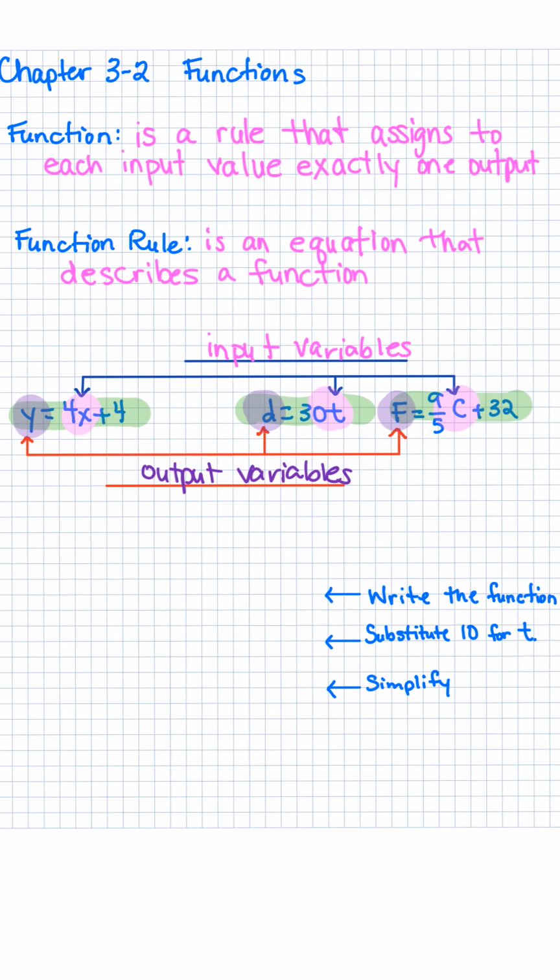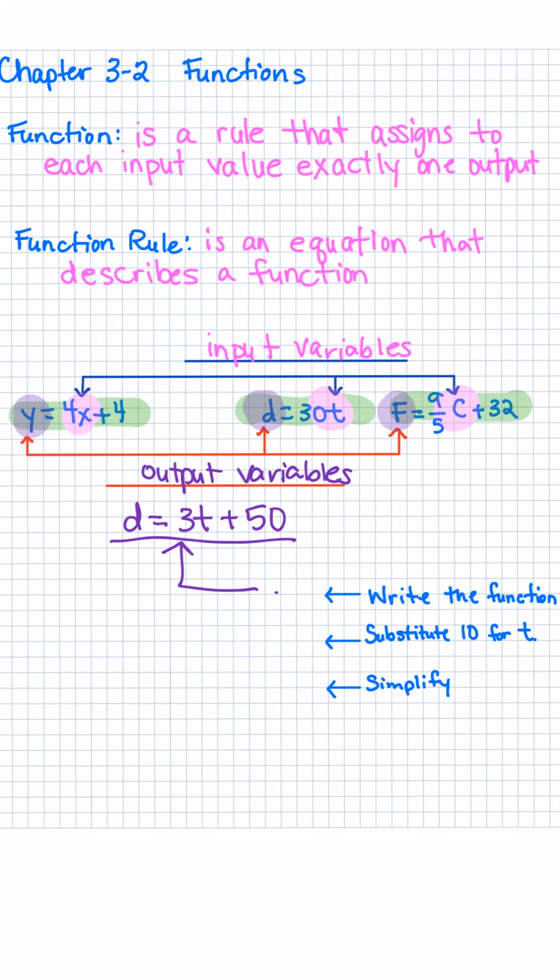Juan begins his exercise walk from his friend's house, which is 50 meters from his own house. The function d equals 3t plus 50 gives the distance d in meters after t seconds that Juan is from his own house while walking. Find the output d for the input t equals 10. So write the function. So I actually did that right here. This is the function, this equation.